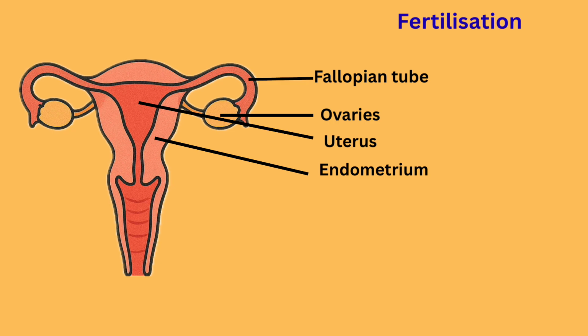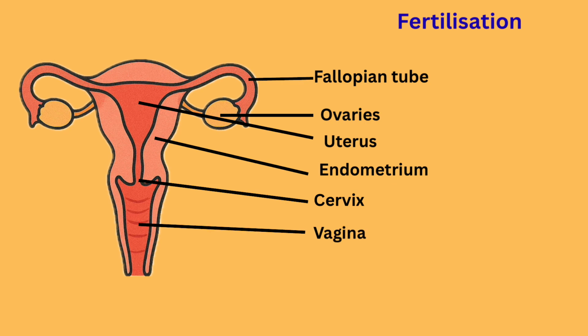The lower part of the uterus is the cervix, a narrow neck-like passage that opens into the vagina. The cervix plays an important role during childbirth, as it must dilate to allow the baby to pass through. It also produces mucus, the consistency of which changes during the menstrual cycle to either block or facilitate the entry of sperm. The vagina is a muscular canal that serves multiple functions.